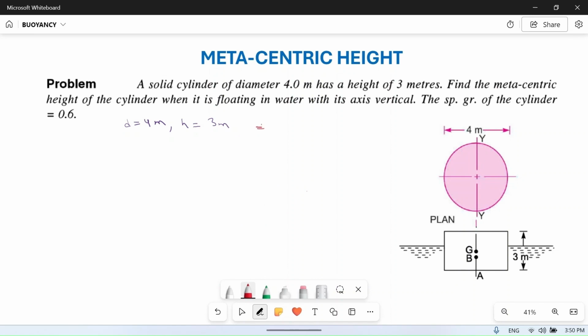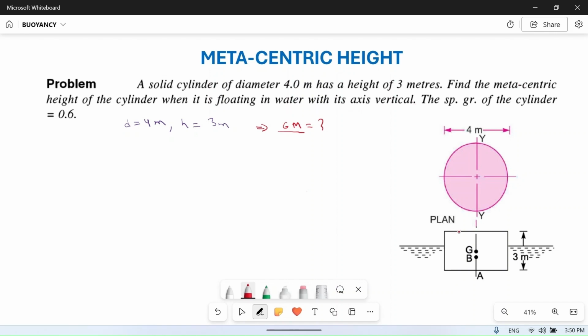We have to find metacentric height, which is called GM. So we have to find GM. Why GM? Because it is the distance between center of gravity and metacenter. Find the metacentric height of the cylinder when it is floating in water with the axis vertical.